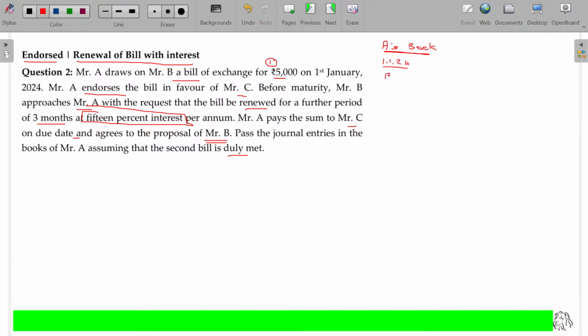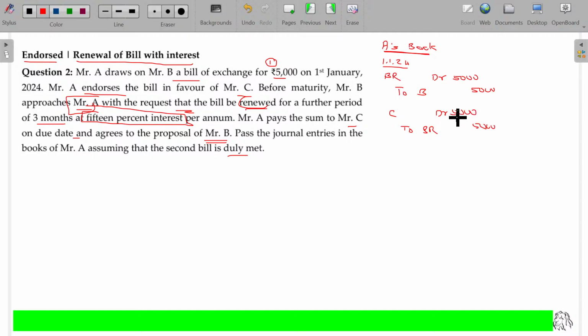Okay, then we get the BR. So BR account debit and accepted by B, the value being 5,000. On maturity, Mr. A with a request to cancel renewal. Renewal means it's going to be dishonored. But beforehand, it is going to be endorsed to C. For endorsing, C account debit to BR account, value being 5,000.